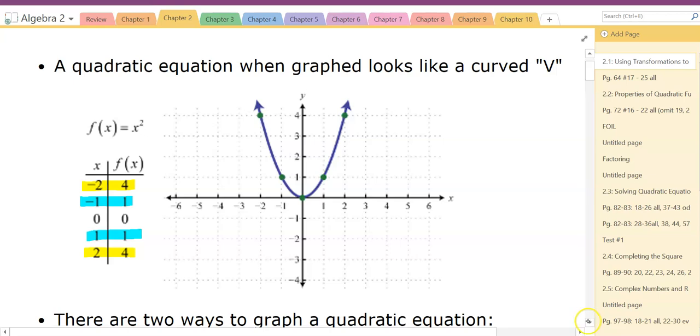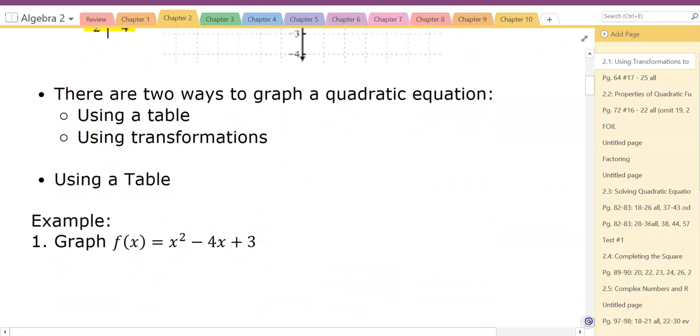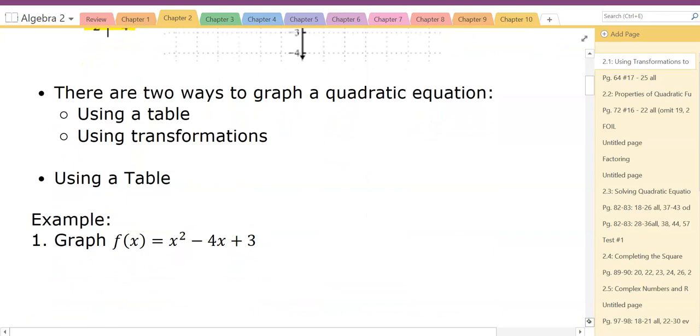The two main ways to graph a quadratic function are using a table and using transformations. A table involves picking points, plugging them into the function, seeing what you get, and then graphing those points. Sometimes with the table, it's a little bit of guessing and checking, so it's not always the best method, but we can use it. The other way is using transformations, and that's what we talked about last chapter. Looking at the function, being able to read it to understand, does it go left, right, up, or down, so that we can take the parent function and just push it for the new one.